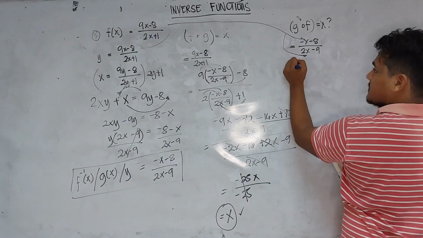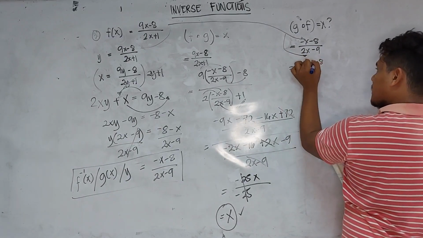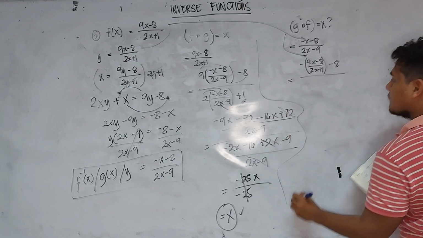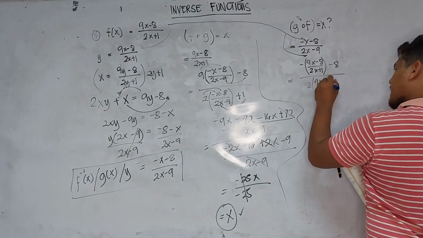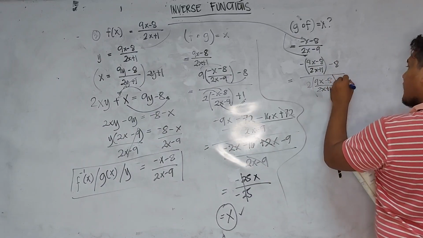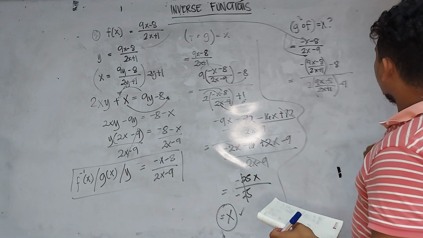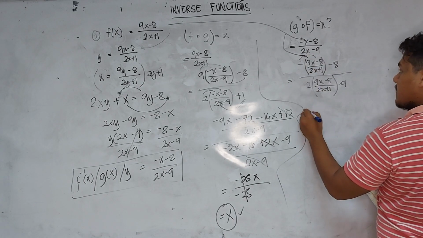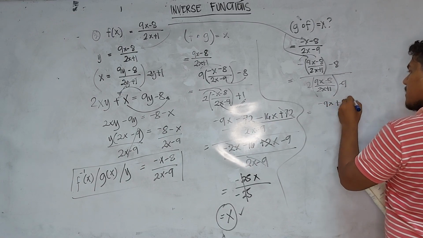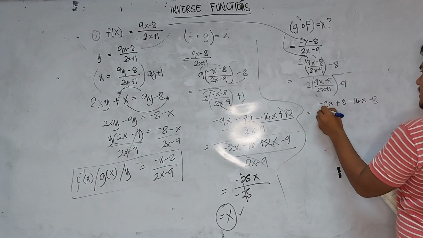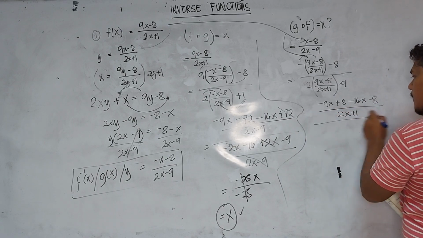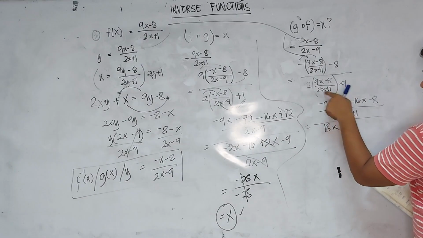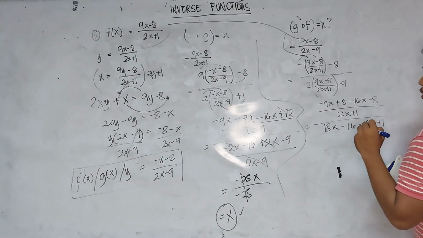Let's try. This becomes negative 9x minus 8 over 2x plus 1, minus 8, over 2 times 9x minus 8 over 2x plus 1, minus 9. Okay, let's continue. Now we distribute, right? This becomes negative 9x plus 8 minus 16x minus 8 over 2x plus 1, over 18x minus 16 minus 18x plus 1.